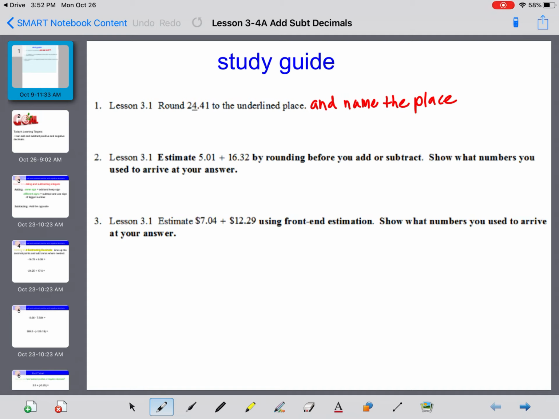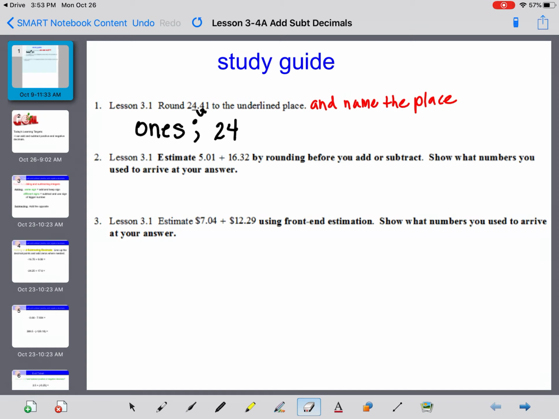In the first problem, I'm asking you to round 24 and 41/100ths to the underlined place. The first 4 is the underlined place, and that is the ones place. When I round to the ones place, I look to the number to the right. The 4 is the number to the right. 4 is not 5 or bigger, and so I'm going to keep the first 4 the same and change the rest of the numbers to zeros, or just leave it 24.